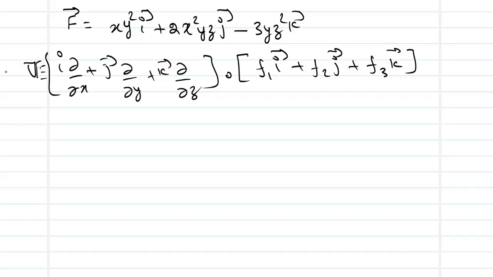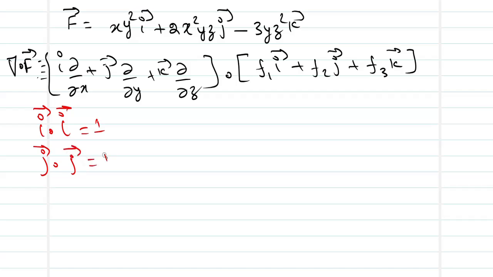So when this is going to take my dot product and operate, so what will be my del dot f vector? The rule is i dot i equals 1, j dot j equals 1 and k dot k equals 1. All the other mismatch combinations will give me value as 0.